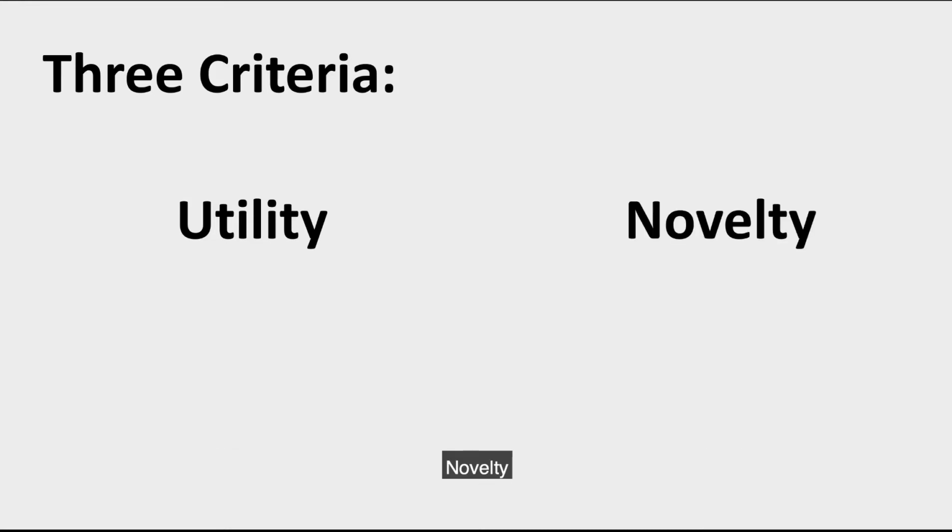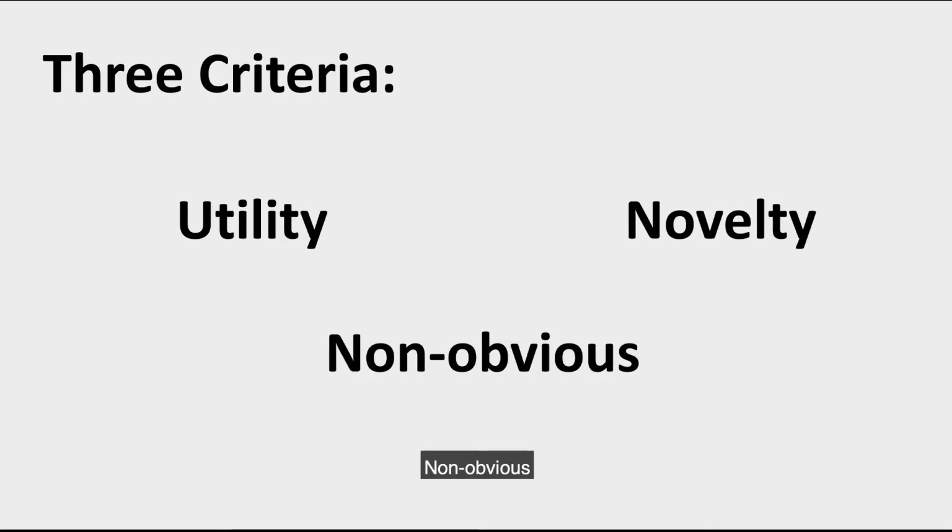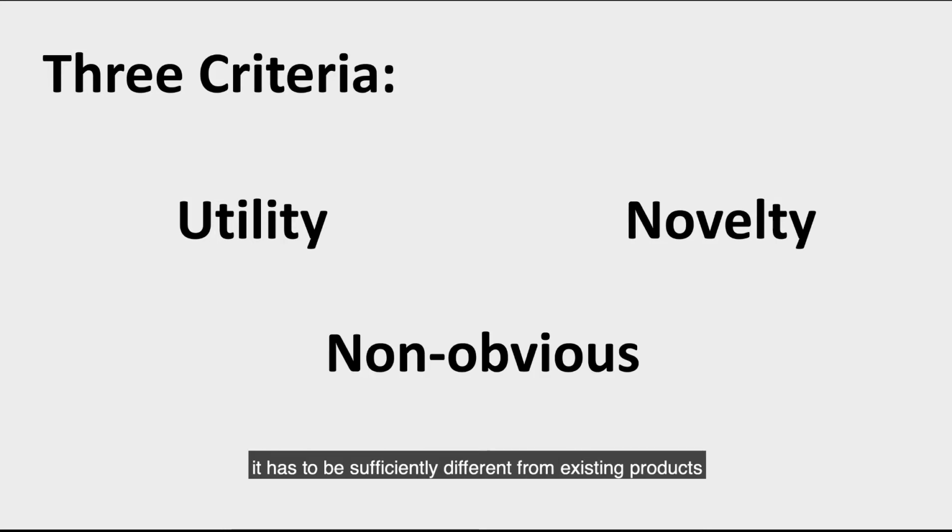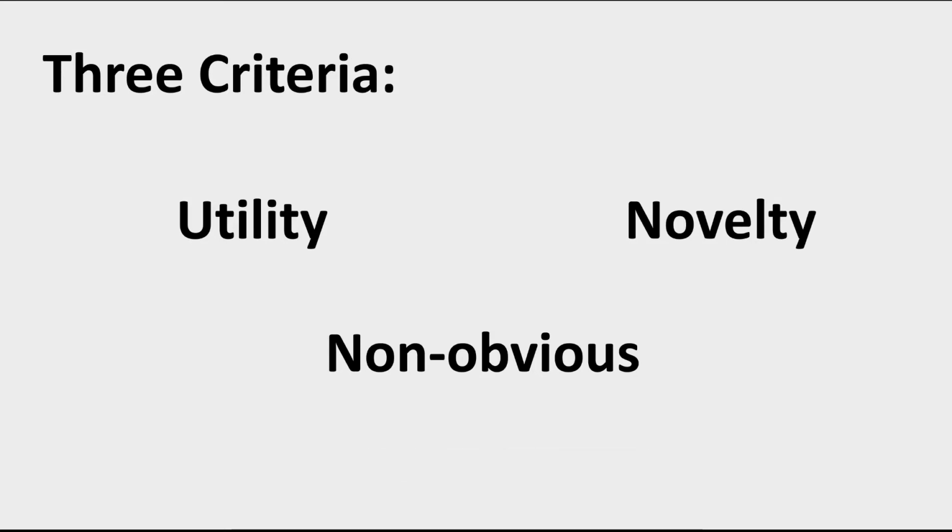Utility. Does it have a useful purpose, and does it operate as expected? Novelty. It must be new and unique. Non-obvious. It has to be sufficiently different from existing products or other patents to warrant a new patent.